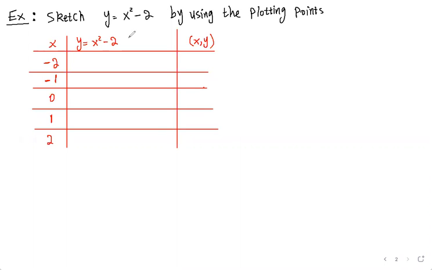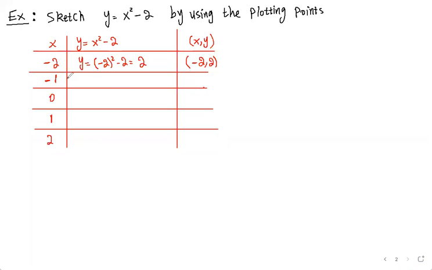Okay, who will do the first one? For the -2, who will do the first one? I got 2. So you get 2. So you plug the -2 inside the formula, -2 squared minus 2. So -2 squared is 4, minus 2 is 2. So the first point is -2 and 2.